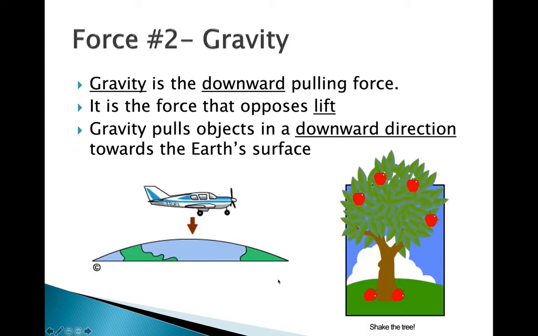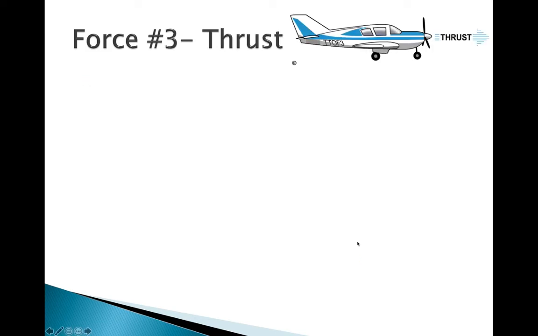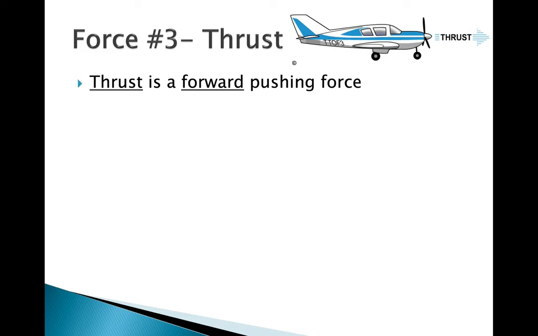Okay. Cool. All right, and then gravity, we already did this. Gravity is the downward pulling force. It opposes lift, and gravity pulls objects in a downward direction. Okay, you don't have to write any of that down. We know that. That's review. Okay, new stuff today is thrust.